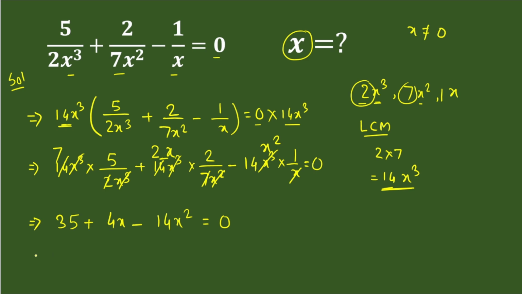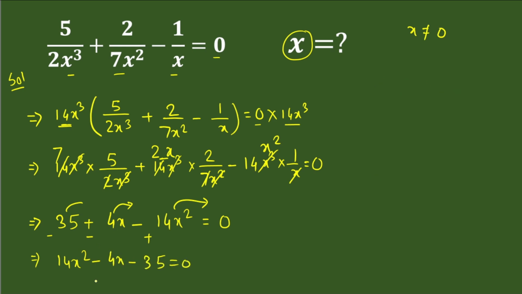Now we'll arrange all the terms according to the powers. For simplification, we'll take this 14x square to the right hand side, it will be positive, and if we take 4x to the right hand side, it will be negative, and here 35 will also be negative. So first we'll write plus 14x square, negative 4x, and negative 35, that is equal to 0. Now if we look carefully at this equation, it is a quadratic equation, right? Now from here we'll calculate the value of x.